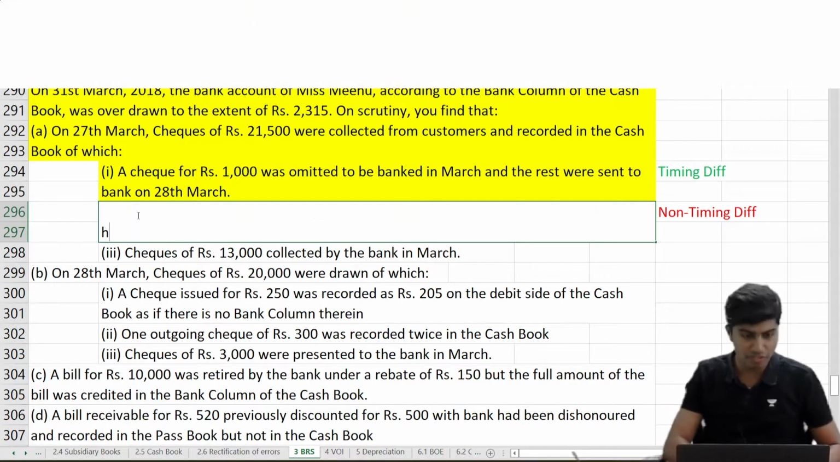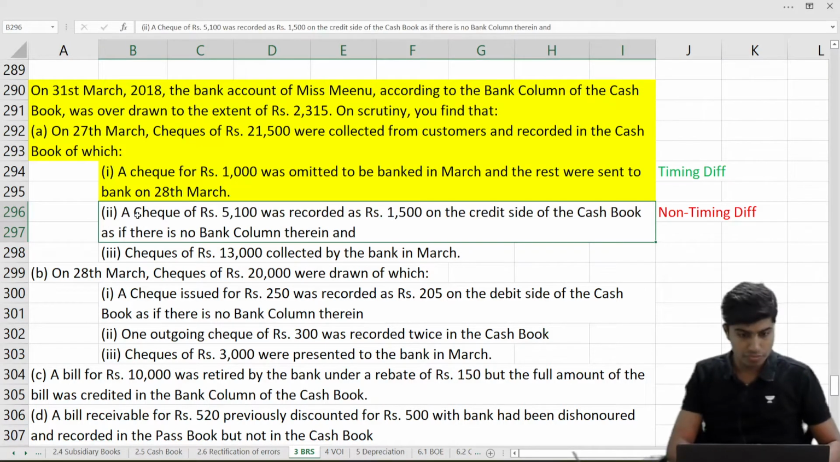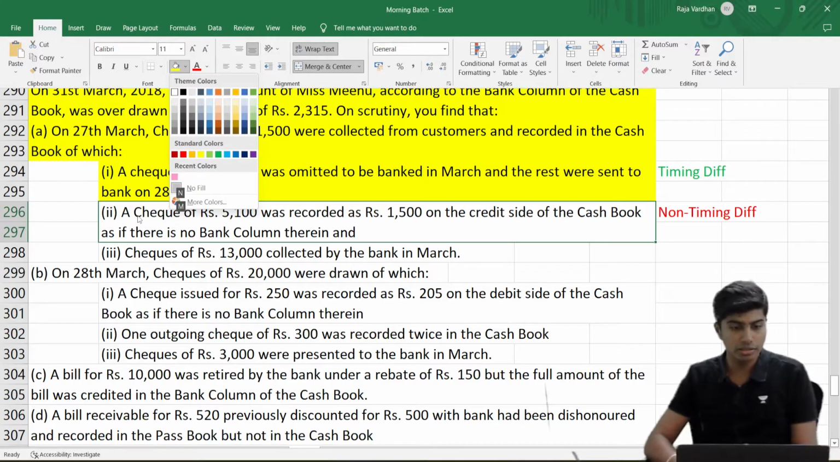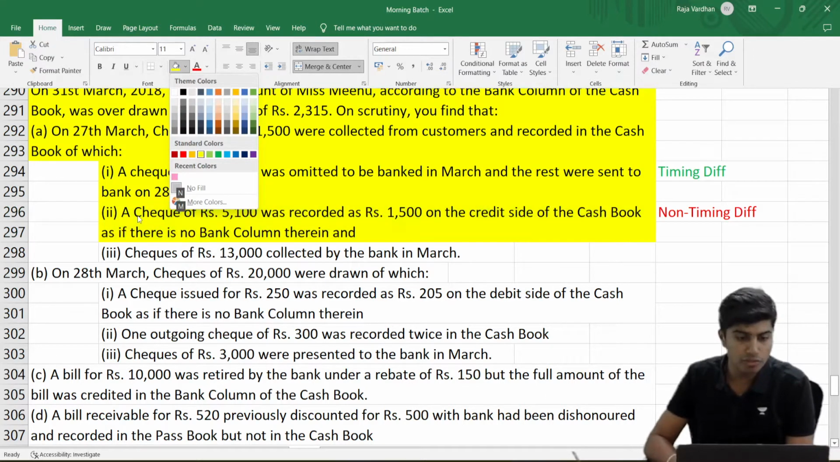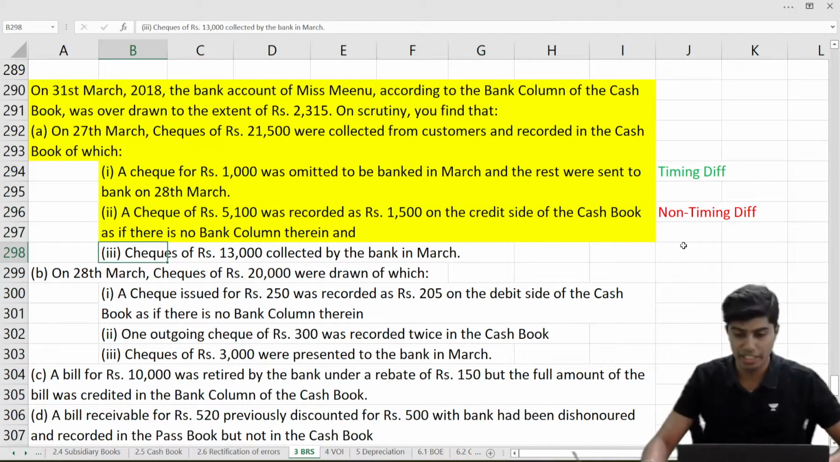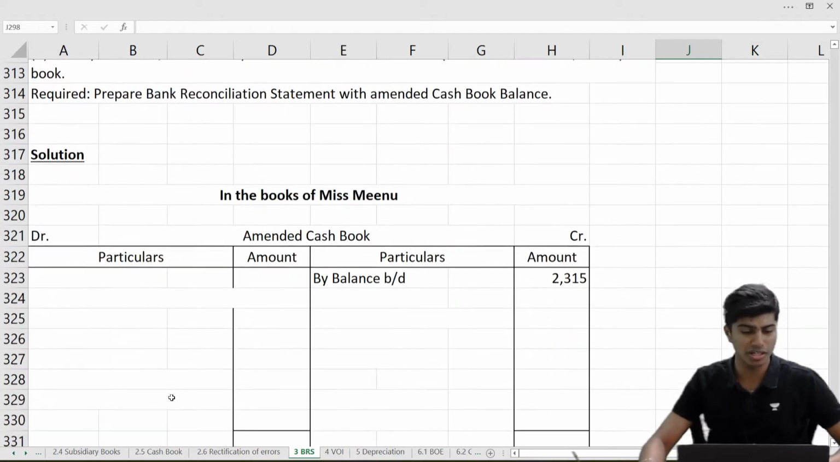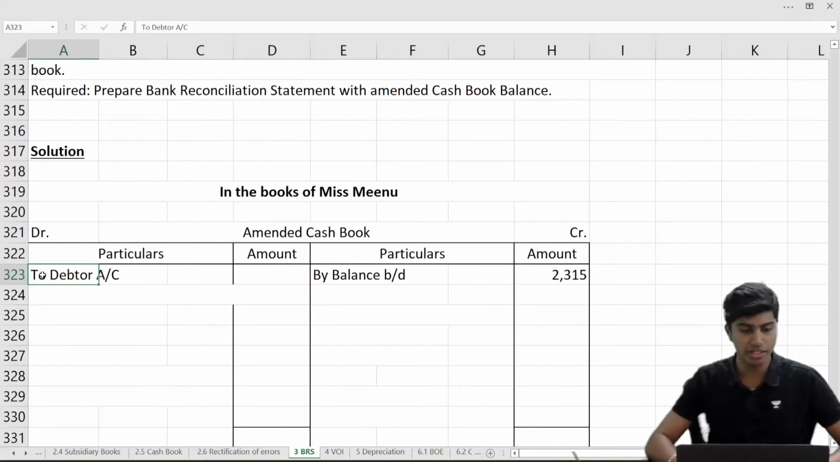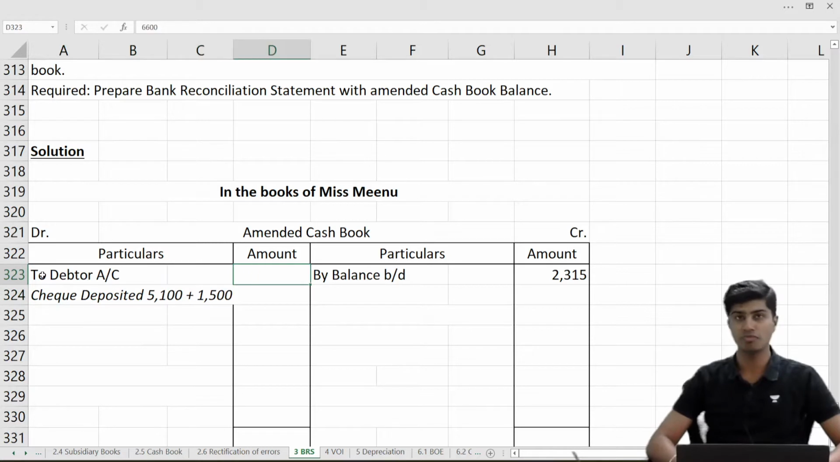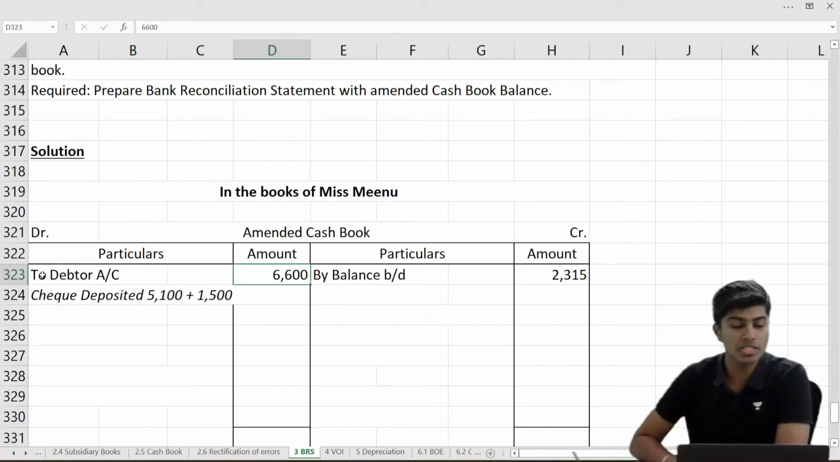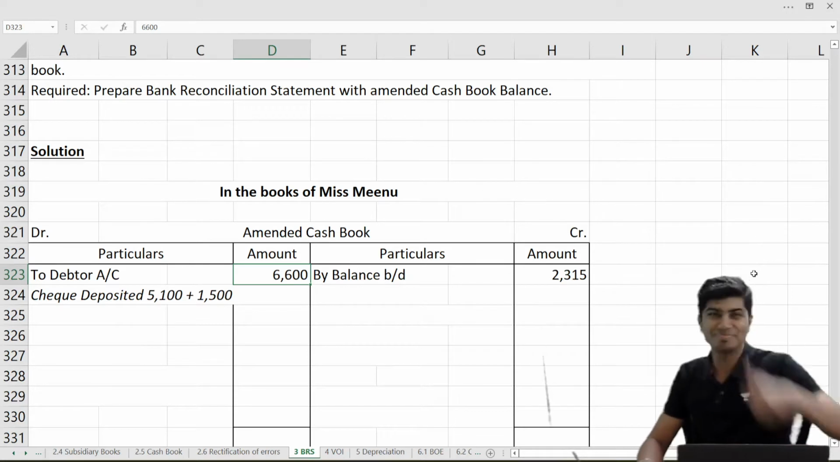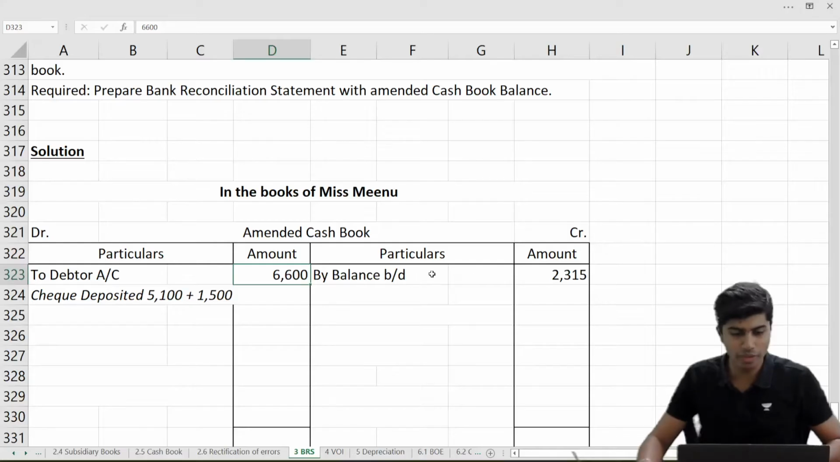So shall we rectify this? Because this is an error in the cash book, we would have to rectify this in our amended cash book. And because I'm increasing my cash book balance, I will debit. How much? 5100 plus 1500. So totally 6600 has to be debited. And this is a check received from a customer. I can write customer or I can write debtors. So I would prefer writing debtors account. This is with regard to check deposited. I should be doing 5100 plus 1500. It would be 6600 rupees debit in the amended cash book. Got that, everyone?